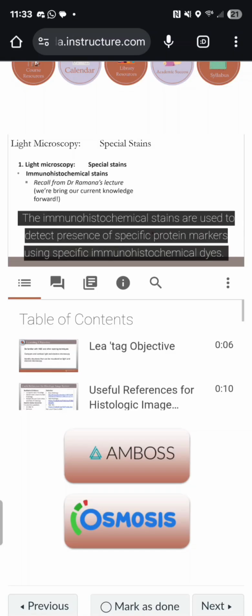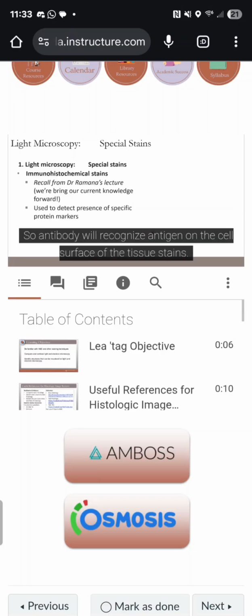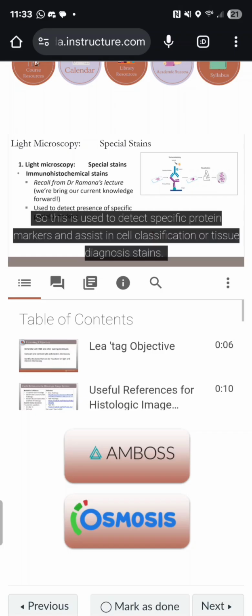The immunohistochemical stains are used to detect presence of specific protein markers using specific immunohistochemical dyes. So this is where we would actually have a dye-labeled antibody that will be tagging the certain protein. So antibody will recognize antigen on the cell surface of the tissue, and it'll stain some type of brown or pink stain. So this is used to detect specific protein markers and assist in cell classification or tissue diagnosis.